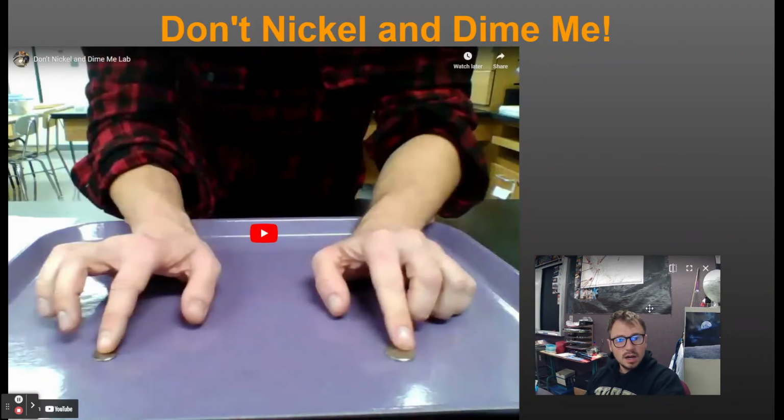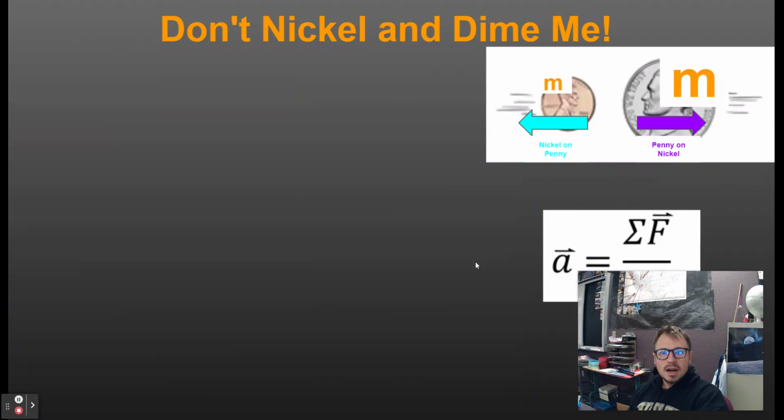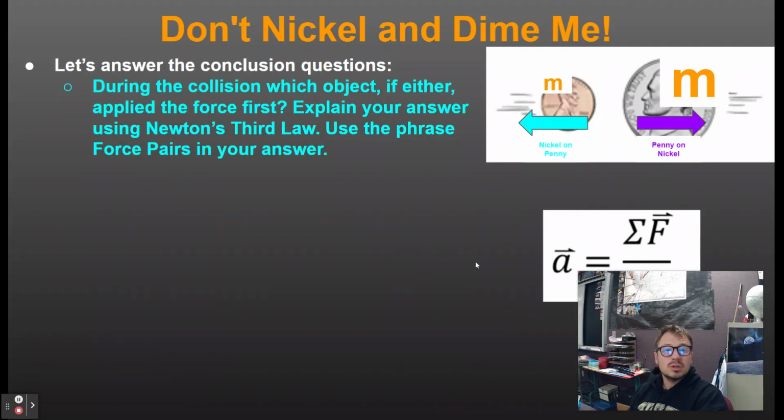So to demonstrate this, we did this lab. It's called Don't Nickel and Dime Me. In this lab, you slide a nickel and a dime in the diagram. There it's a penny. Doesn't matter. You just have one large, one small coin. I used a dime because a dime is the smallest coin.